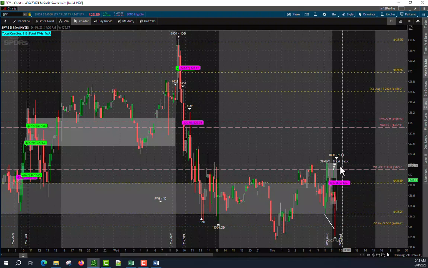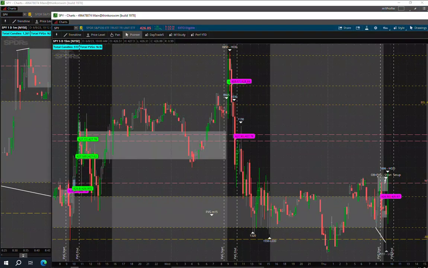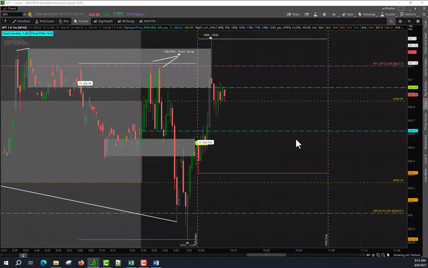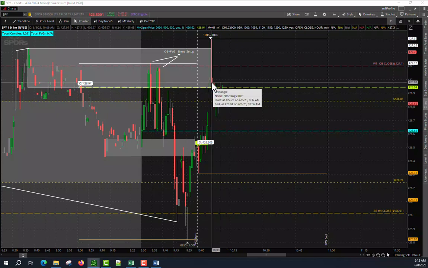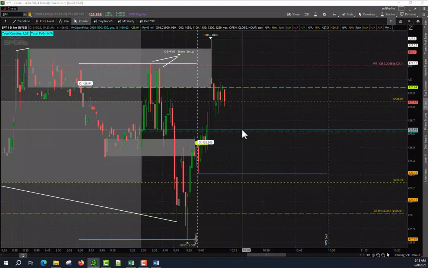Because you don't know where it's going to go. Let's see. So we believe it's going to be a range day. If it's a range day, then you can short when it goes close to the high of the day, and long when it goes to the low of the day. And the high of the day is pretty much in line with the DR setup. Let's see.